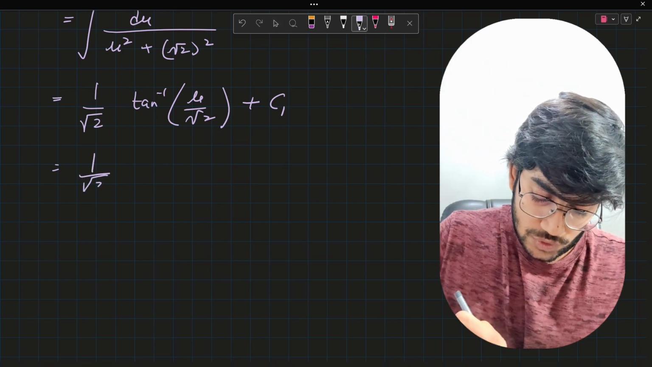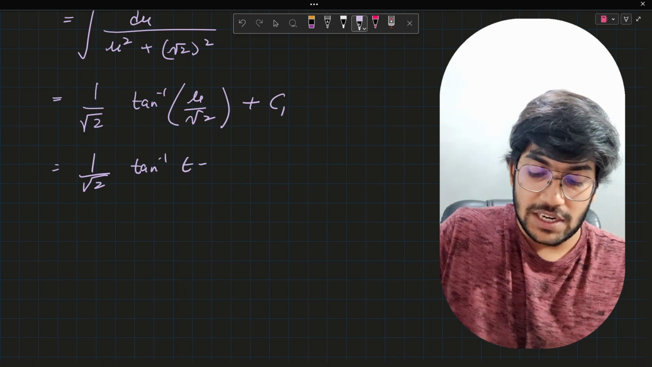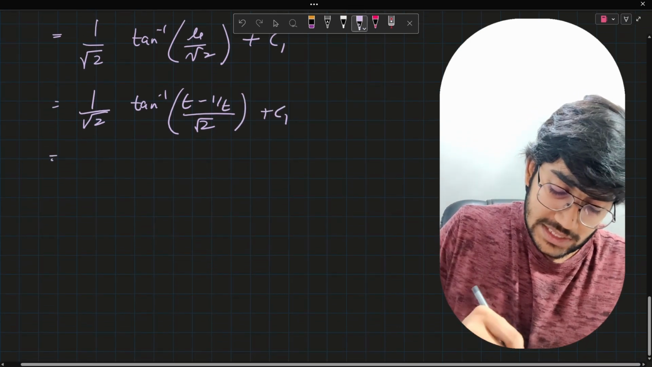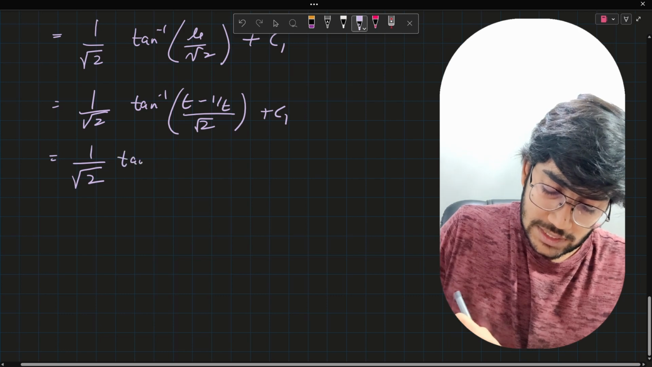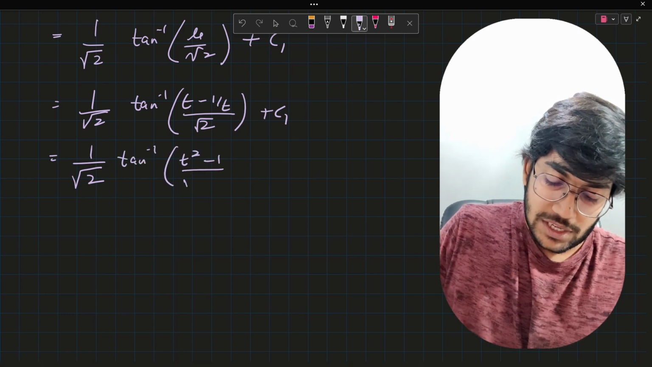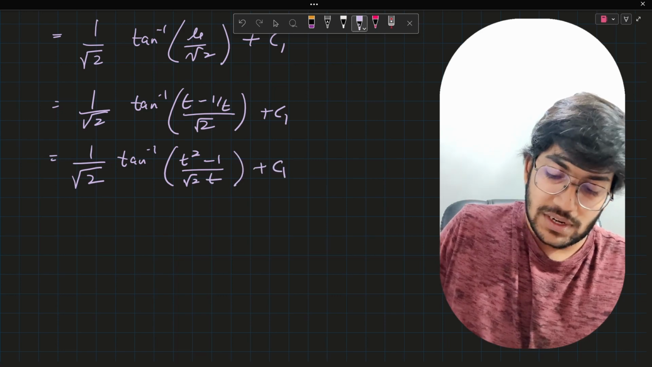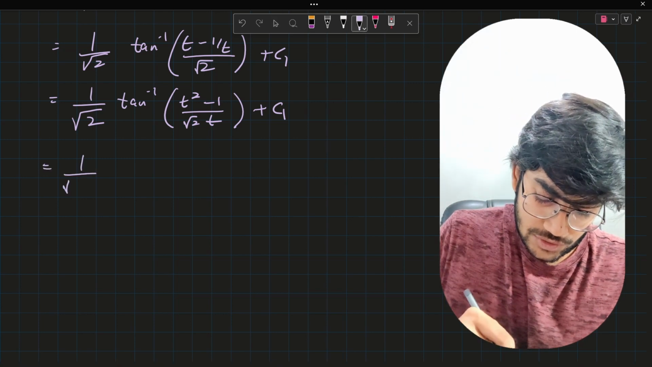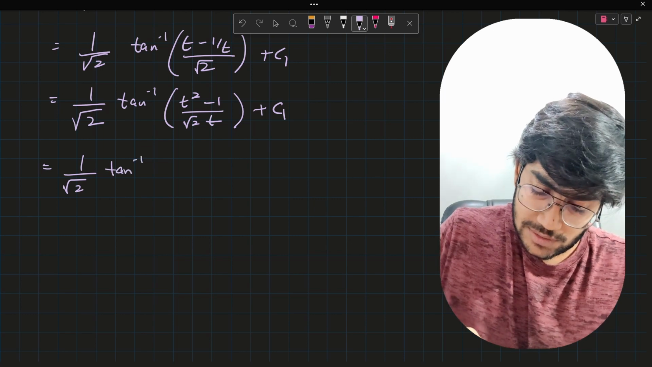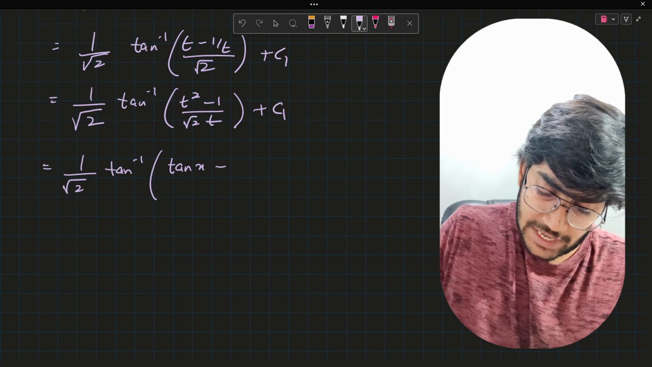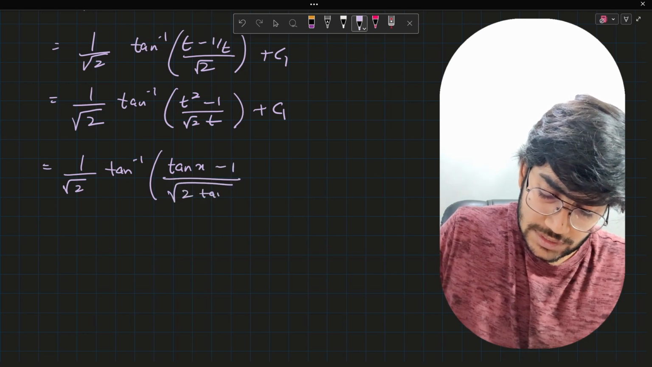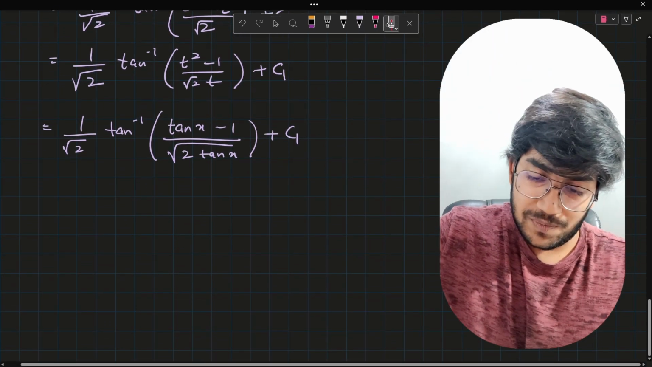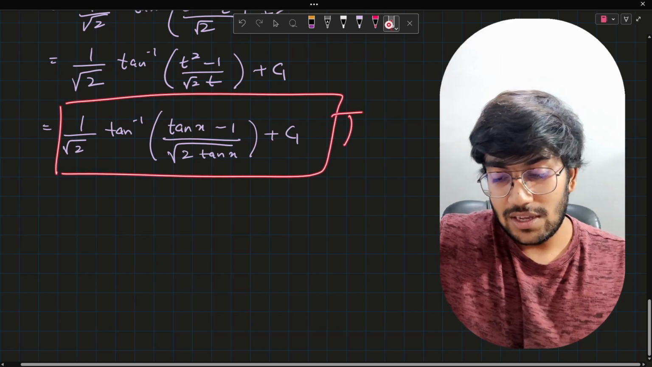So 1 over root 2 tan inverse t minus 1 over t by root 2 plus c1, and this gives us 1 over root 2 tan inverse t square minus 1 by root 2 times t plus c1, and again tan x is t square, so 1 over root 2 tan inverse tan x minus 1 over root 2 tan x plus c1. Fine. So this is your answer for I1.